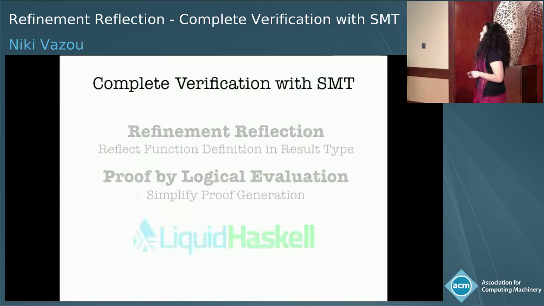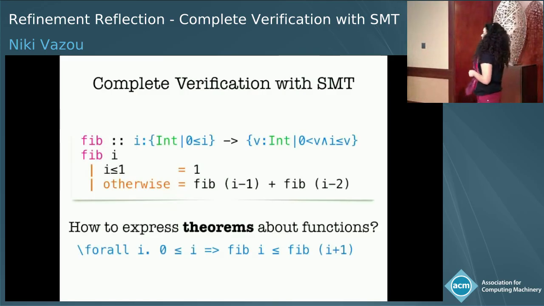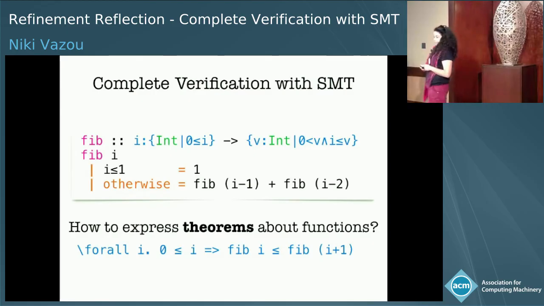So back to my fib example. I want to have this complete verification with SMT. And as an instance of this complete verification, I want to verify theorems about my Fibonacci function. For example, I want to verify that Fibonacci is increasing. And this is expressed as: for every natural number i, I want to prove that fib of i is less than or equal to fib of i plus 1. So I want to prove that using SMT.